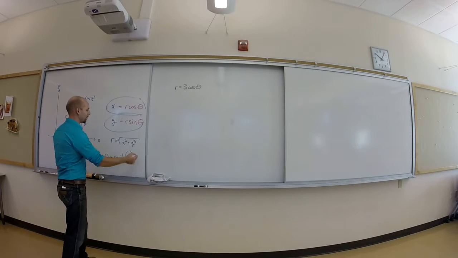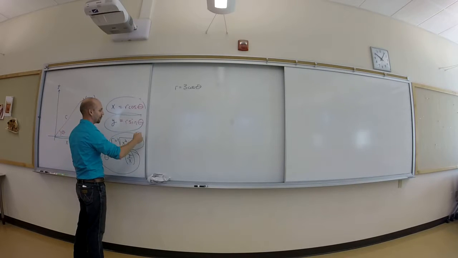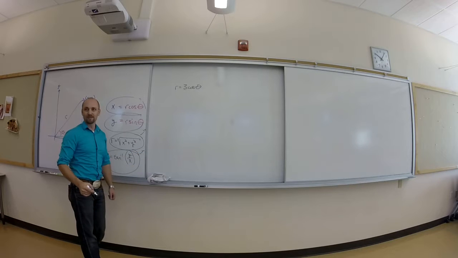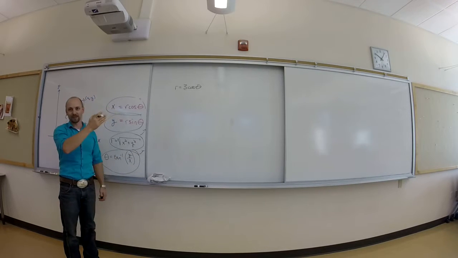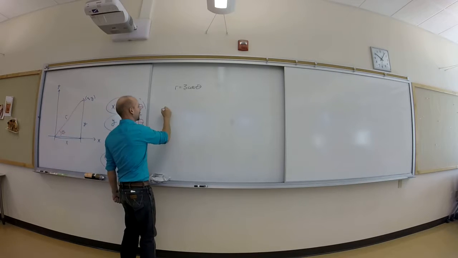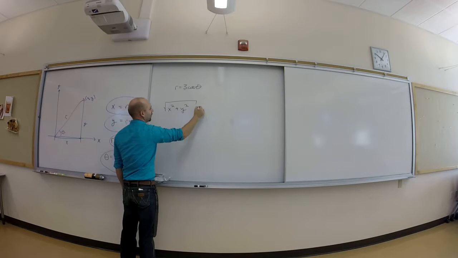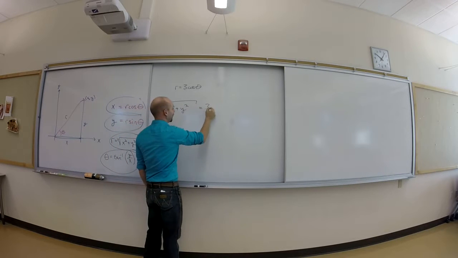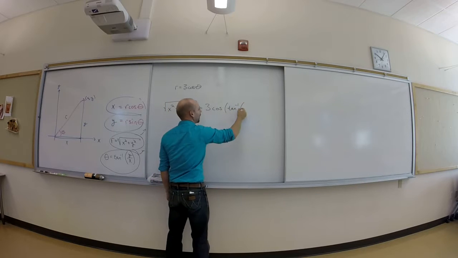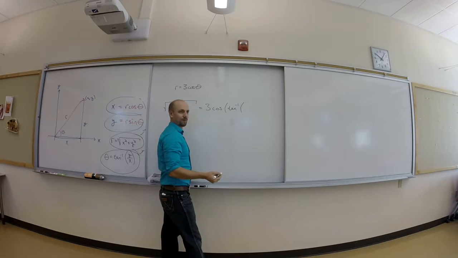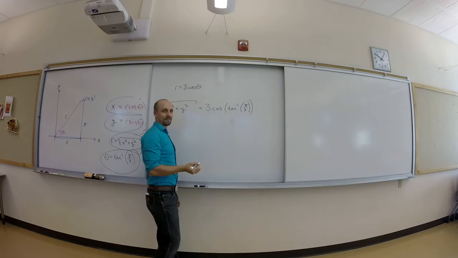So what I'm going to do is take this piece of information and this piece of information, and cram them in there. I'm just going to take my conversion factors and stuff them in this thing. So I think what I'm going to get is the square root of x squared plus y squared is 3 cosine of tangent inverse of y over x. Oh God.